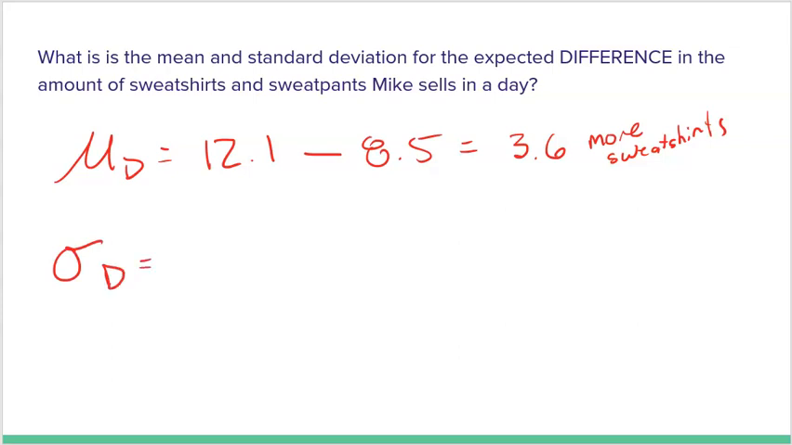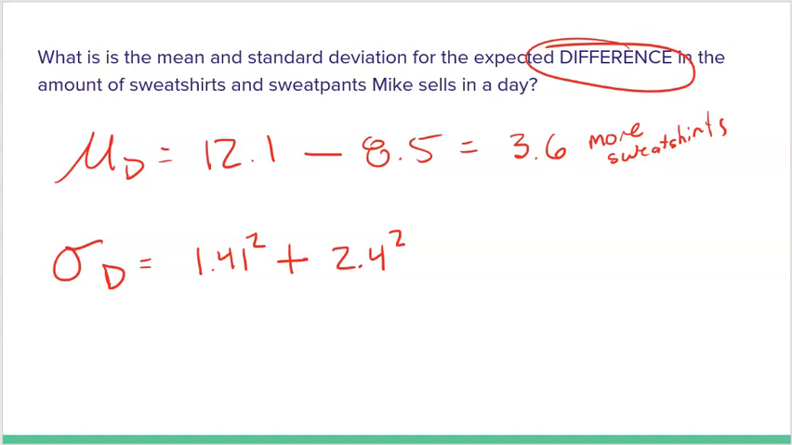But this is what's really important. You can't add standard deviations. You can't subtract them. You can only work with variance. So 1.41 squared is the variance for the sweatshirts. 2.4 squared is the variance for the sweatpants. But even though the question is focusing on the difference, I still add my variance because no matter what, I'm taking these two things and I'm looking at them together. Whether I'm subtracting them or adding them, I'm still bringing them together. So variance always builds. So your variance is going to always add.